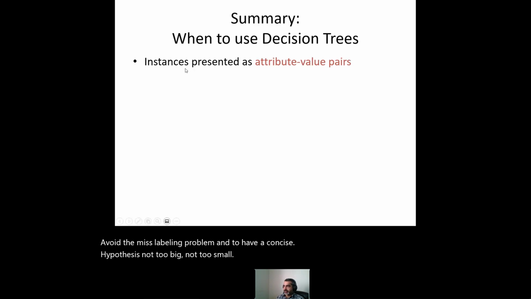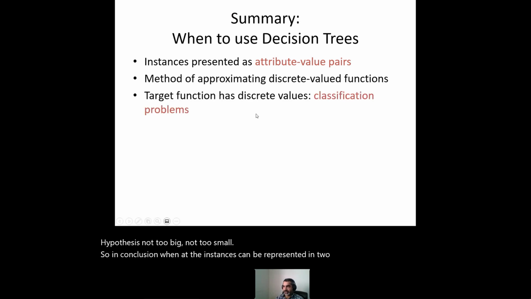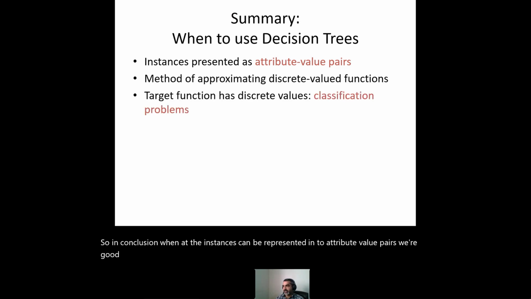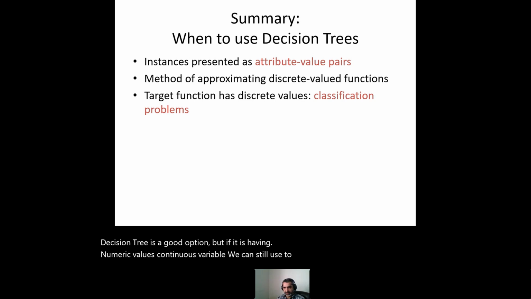So in conclusion, when the instances can be represented as attribute value pairs, we are good to choose a decision tree. It is mostly if the dependent variable is having discrete values that a decision tree is a good option. But if it is having numeric values, a continuous variable, we can still use a decision tree. We refer to those decision trees as regression trees. And the concise term is CART, classification and regression trees. Whatever the dependent variable is, a decision tree will work.